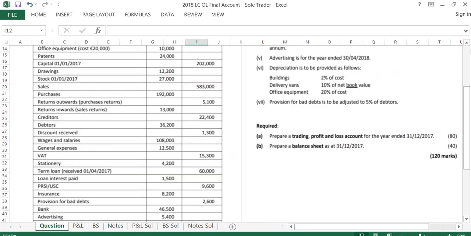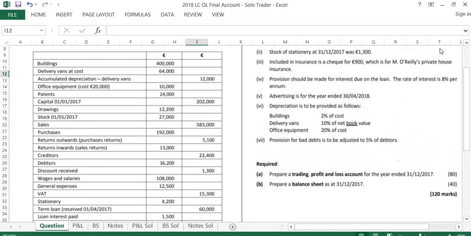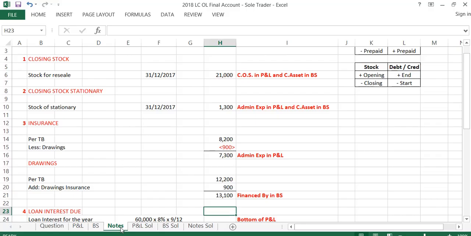Note number 4 says provision should be made for the interest due on the loan. The rate of interest is 8% per annum. So I have a term loan of 60,000. The interest rate, it tells me, is 8%, but I didn't have that loan for the full year. I only got the loan on the 1st of the 4th, so I had it for 9 months. So to calculate the loan interest, it'll be 60,000 by 8% by 9 over 12, because I had it for 9 months.